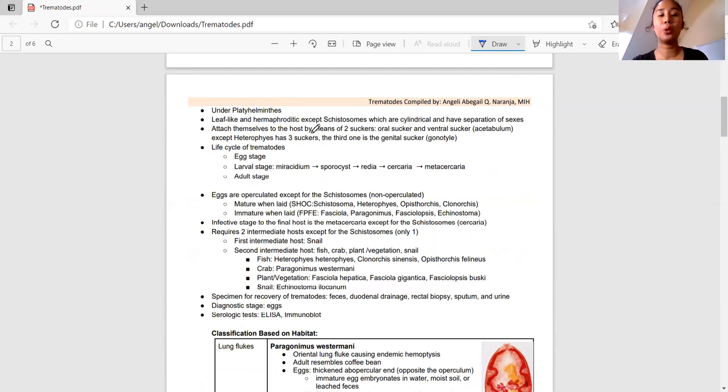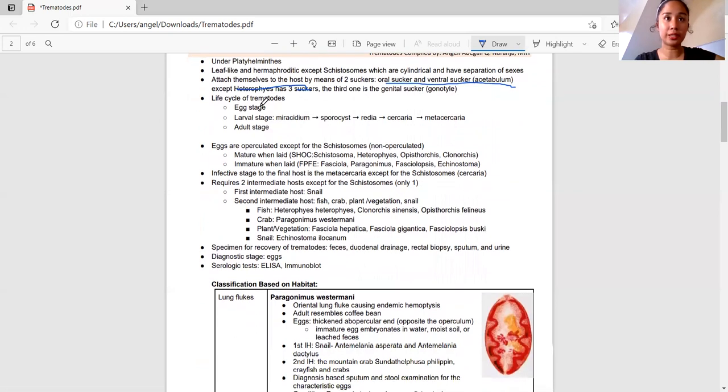One of the key characteristics of trematodes or flukes is that they have suckers: an oral sucker and a ventral sucker, except Heterophyes, which has three suckers. If you remember in cestodes, which part attaches to the host? Isn't it the scolex? For trematodes, the suckers are the organ of attachment to the host, because they are parasites, right?